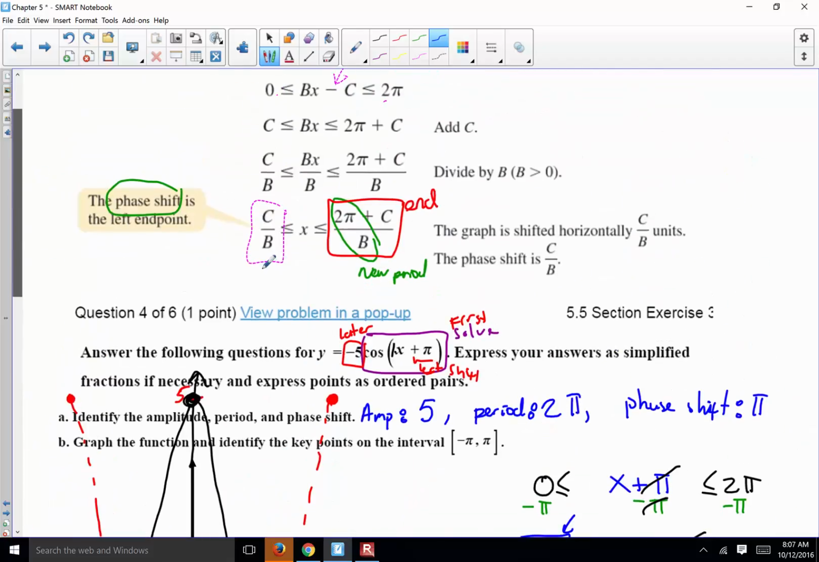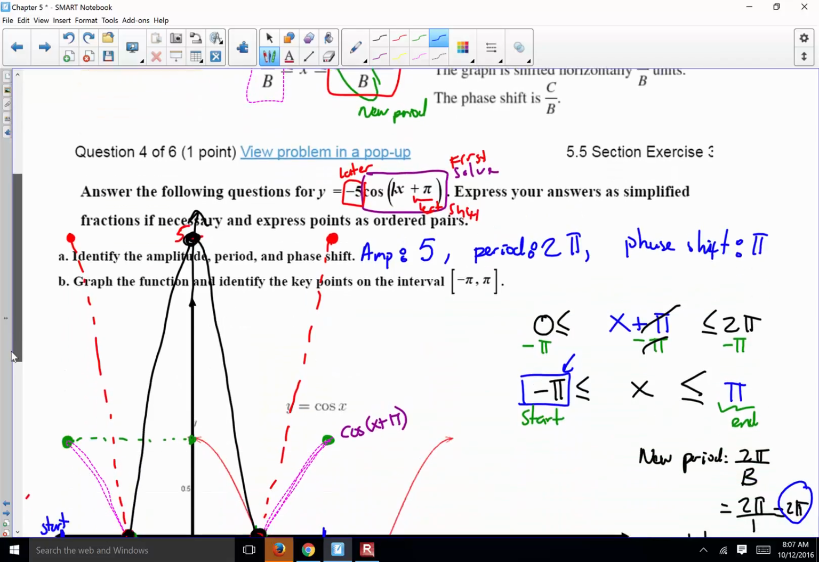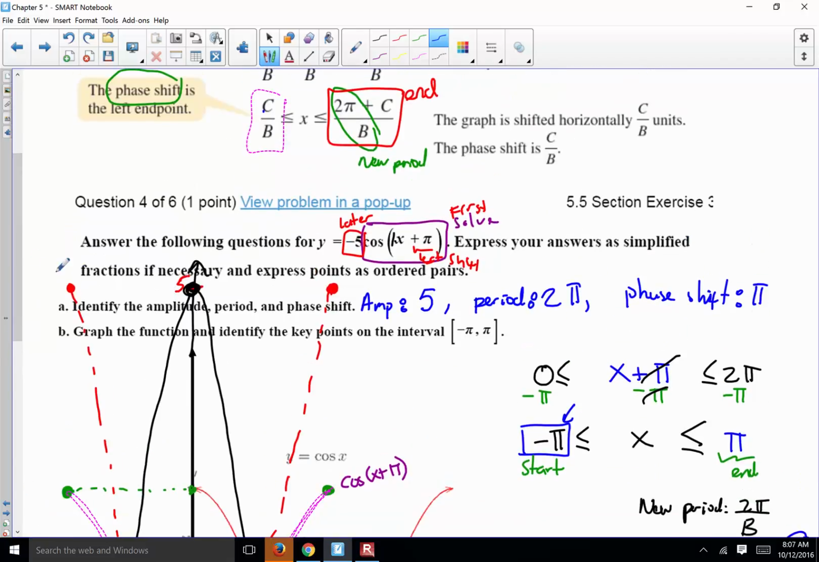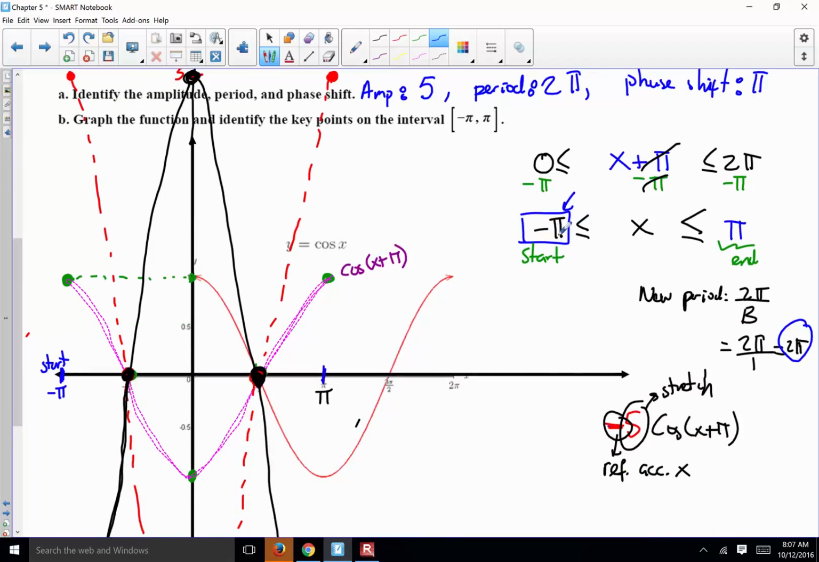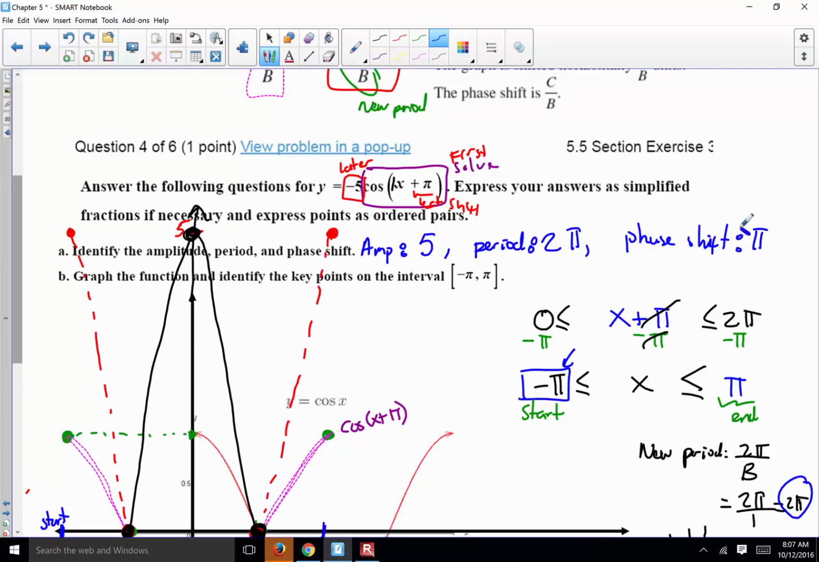C over B. Okay? And remember, you always take the opposite of this number. Look, it reads minus C. You take the opposite, positive C over B. So it's not just pi, it's minus pi. You pretty much take this entire thing with the sign. So phase shift is minus pi.